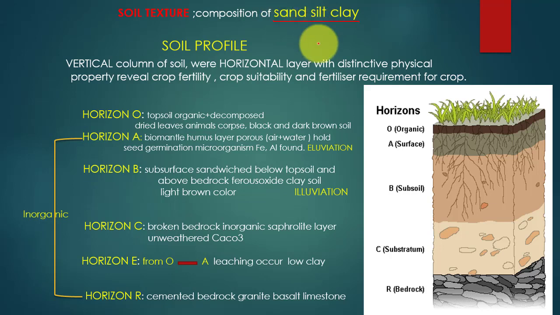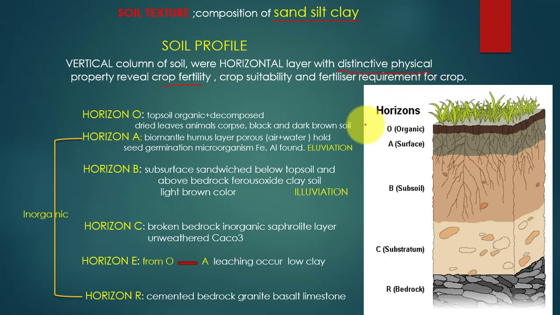In upcoming videos, I'm trying to cover the soil topic with clear and crystal knowledge, and cover every minute thing about the soil. And here, I just try to give you a glimpse about soil, which helps you to learn crops and understand them pretty well. Now, what is a soil profile, sir, ma'am? A soil profile is a vertical column of soil with horizontal layers of distinctive physical properties. It reveals crop fertility, crop suitability, and fertilizer requirement for crops.